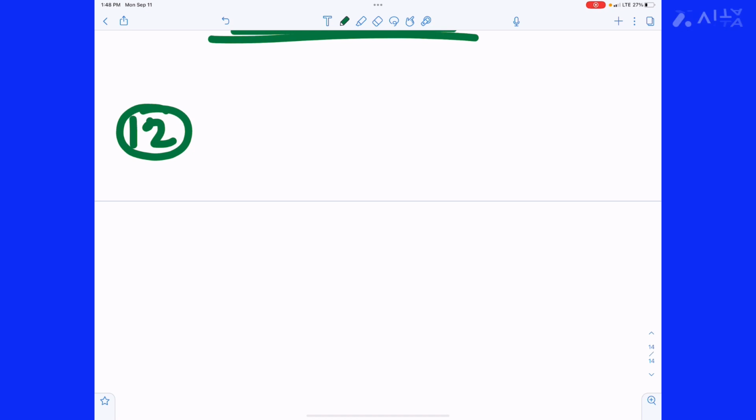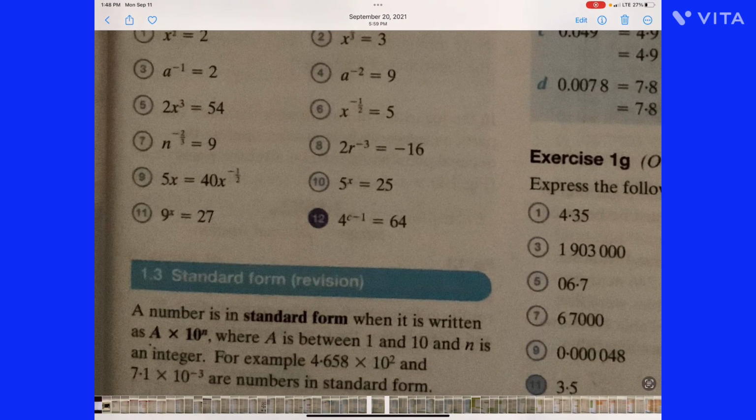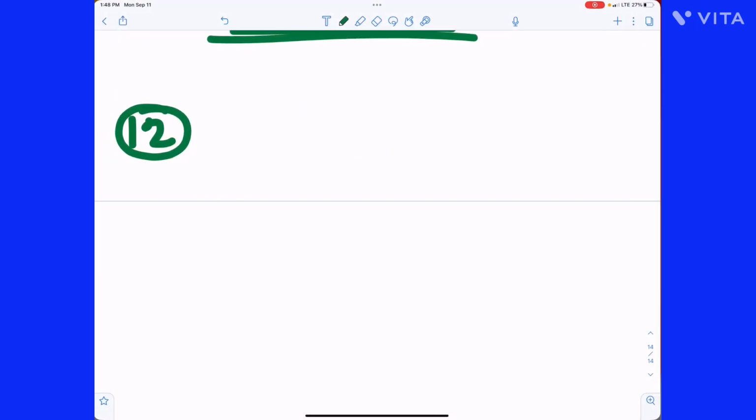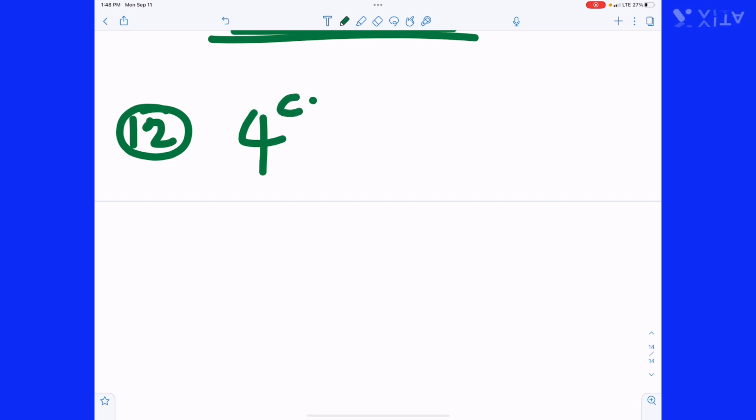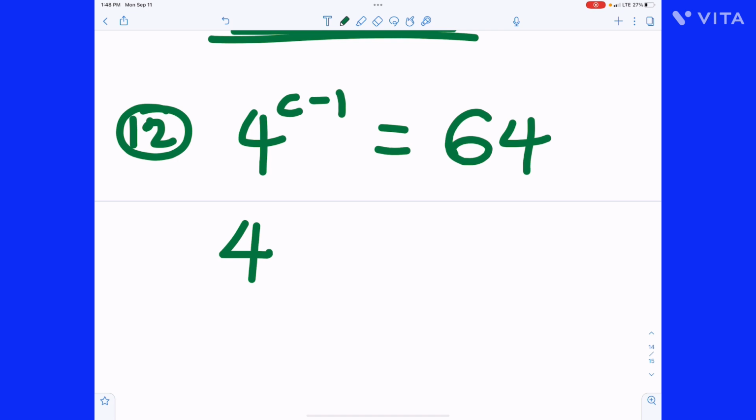Number 12. I think that should be the last question in the exercise. 4 raised to power c minus 1 is 64. This gives you what? 4 raised to power c minus 1. Let's try and write both sides in the same base. 64 is 4 raised to power 3.